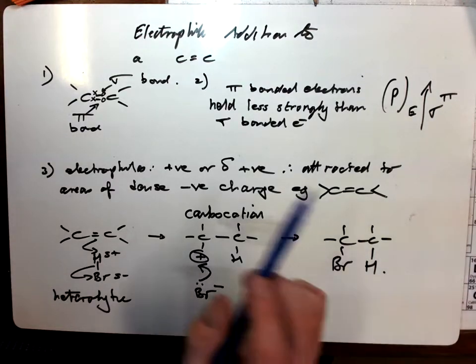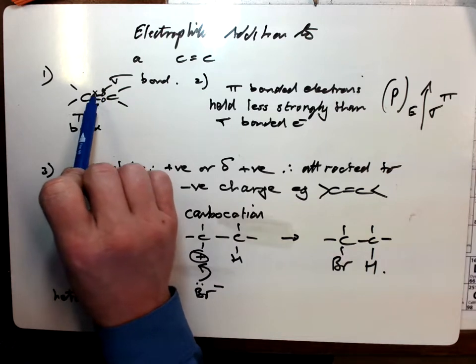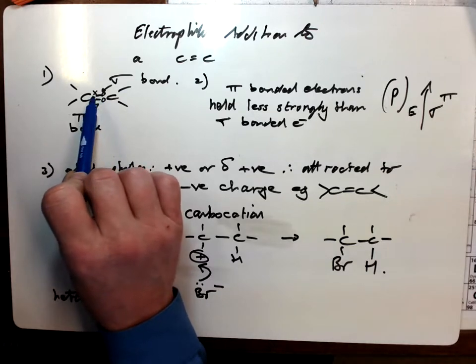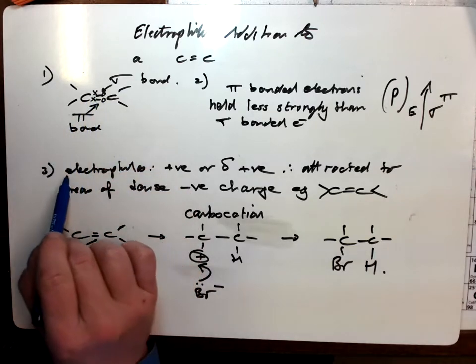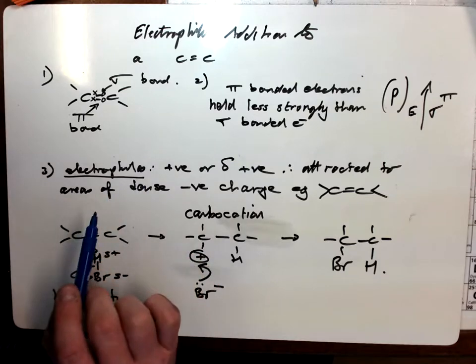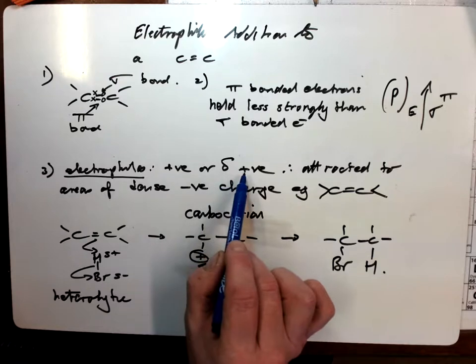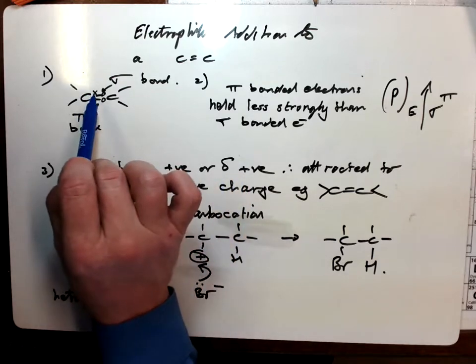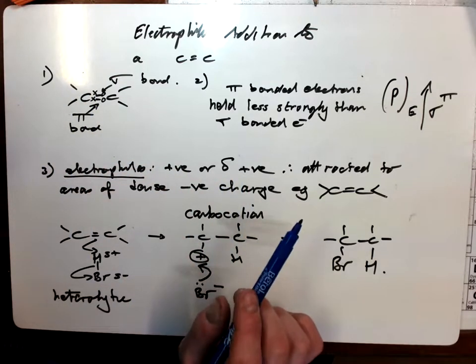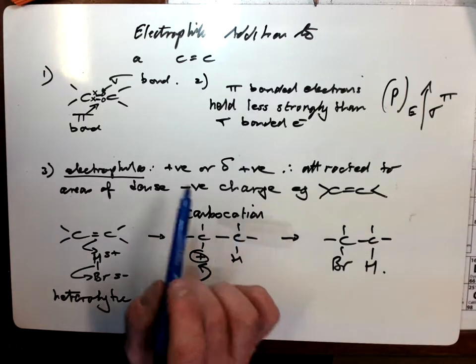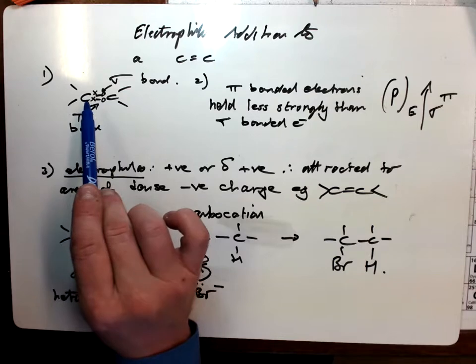Okay, we also need to remember that this is an area of dense negative charge. You have a lot of electrons, I know it's only 4, but you have a lot of electrons packed into a very small volume of space, so that attracts these electrophiles really very nicely, because electrophiles are things which are positive or delta positive and can accept a pair of electrons or take a pair of electrons out of a bond.